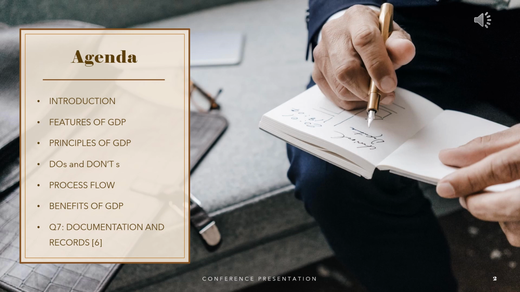And in this topic, we'll be seeing what is GDP, that is the introduction, and then the features of GDP, the principles of GDP, and what should and should not be done while preparing the GDP, the process flow, the benefits of GDP, and ICH Q7 documentation record 6 and what it tells about the documentation process.